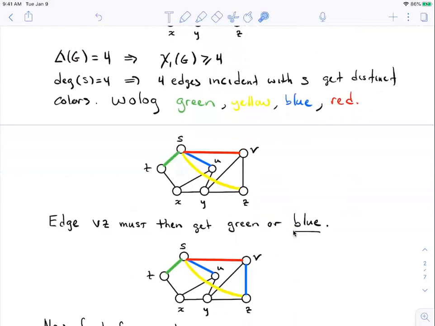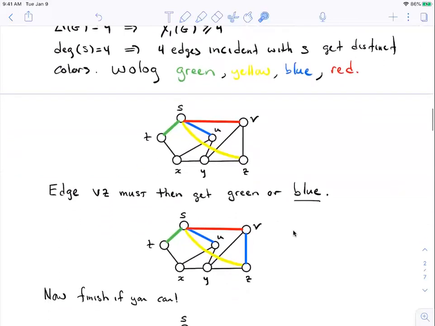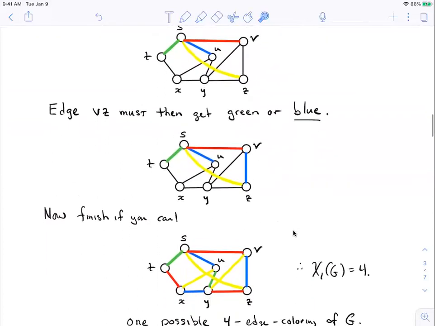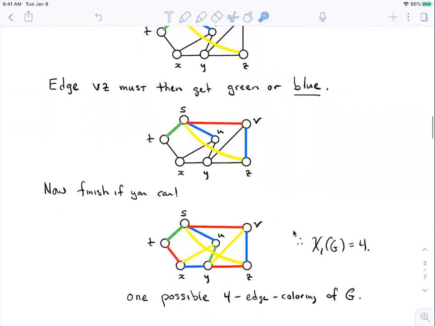I think you should stop this video, get out a box of crayons, make a quick sketch of that little graph there, and finish it. You'll have choices. If two of us do this, we might end up with different results. So do it. I'm going to move on so that the video doesn't get too long. But here's one possible 4-edge coloring of that graph G.